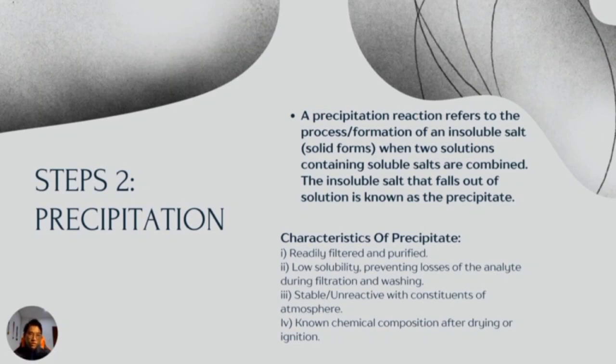You should also know about the characteristics of a precipitate. The first characteristic is that it is readily filtered and purified. The second is low solubility, which prevents loss of analyte during filtration and washing. The third characteristic is that it is stable or unreactive with constituents of the atmosphere. Also, it has a known chemical composition after drying or ignition.